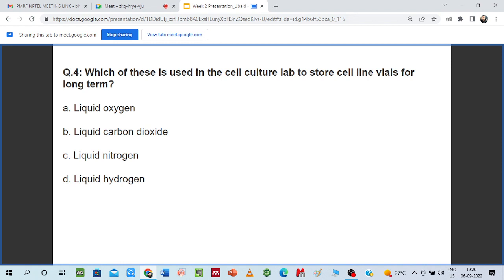Fourth question is, which of these is used in a cell culture lab to store cell line vials for the long term? Liquid oxygen, liquid carbon dioxide, liquid nitrogen, liquid hydrogen. Answer is, yeah, most of you are answering correctly that cells are usually stored in liquid nitrogen.